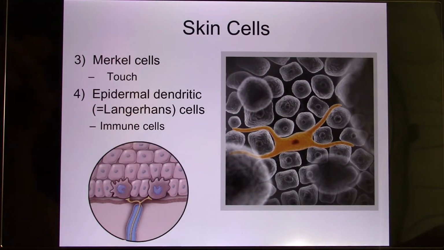Next one, Merkel cell. The Merkel cell is for the touch sensation. And the last one is epidermal cells, also called the Langerhans cells. Its function is the immune function. So totally 4 different kinds of cells.